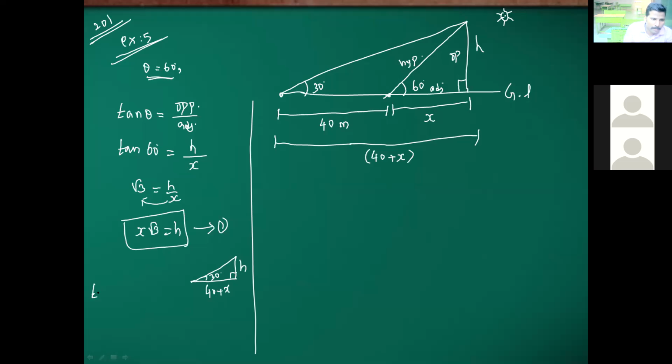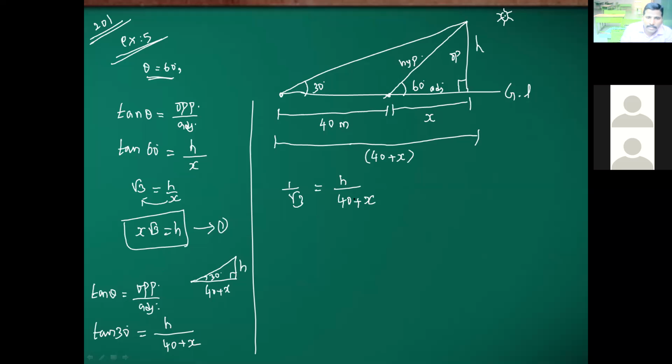Here also tan only. So tan theta is equal to opposite divided by adjacent. Tan 30 degree is equal to opposite h divided by adjacent 40 plus x. Tan 30 in the sense 1 by √3 from the trigonometric table. Right hand side I have h divided by 40 plus x. Right, sir? Now let me substitute the h value.